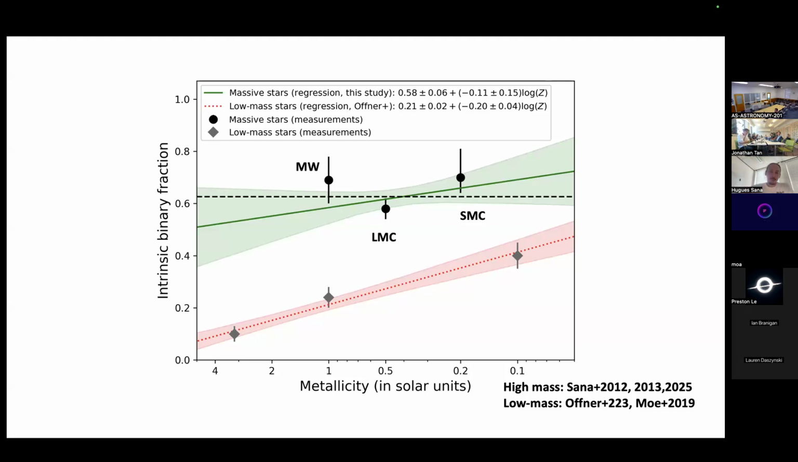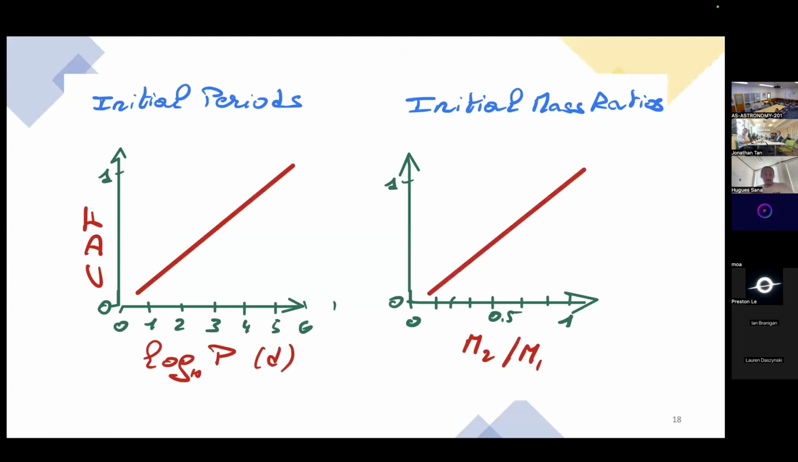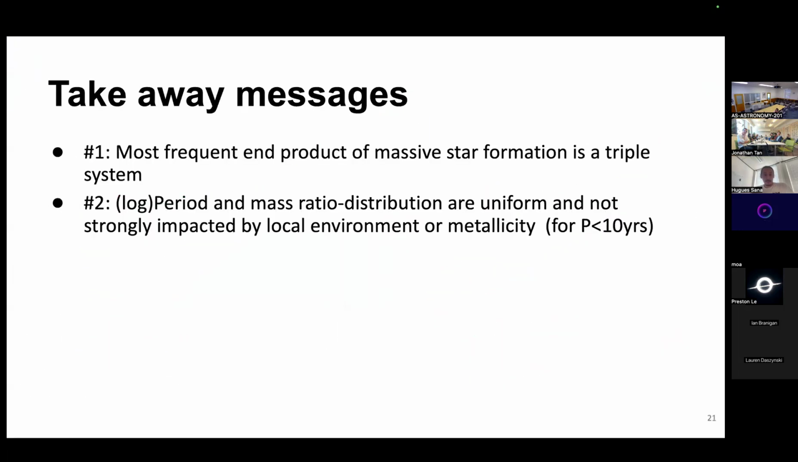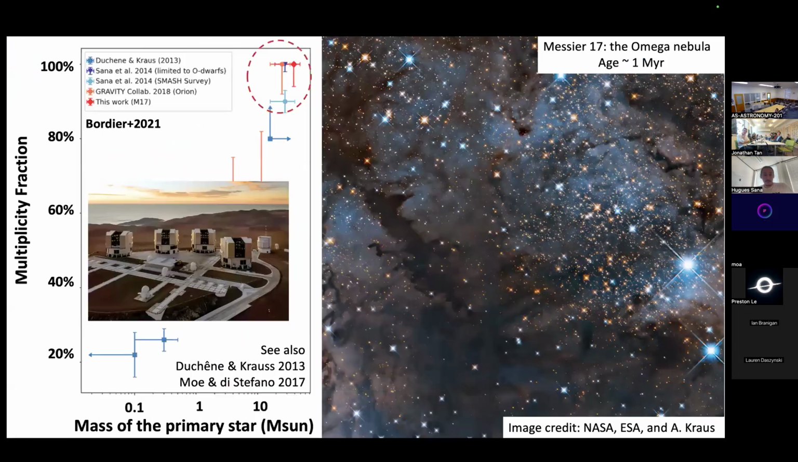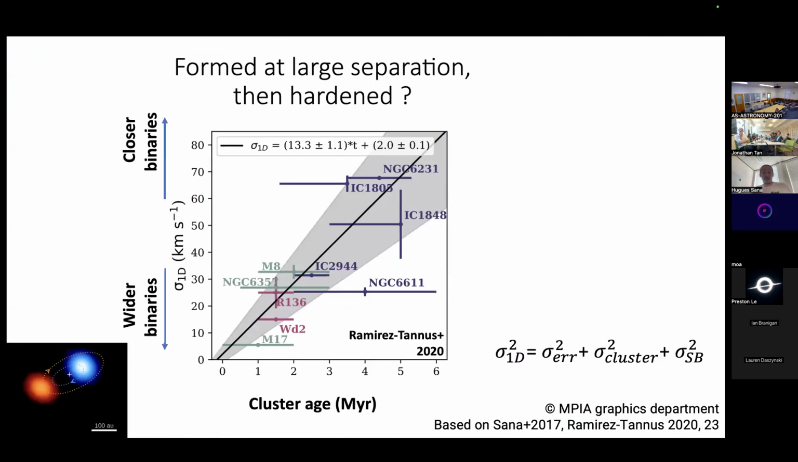I mean, you mentioned this business of there's no evidence for short periods early on, but then they're evolving through some kind of processes, migration or something. But that you might expect would have an environmental dependence. You know, in a denser region, you have more chance of interaction and hardening. So what's the story there?